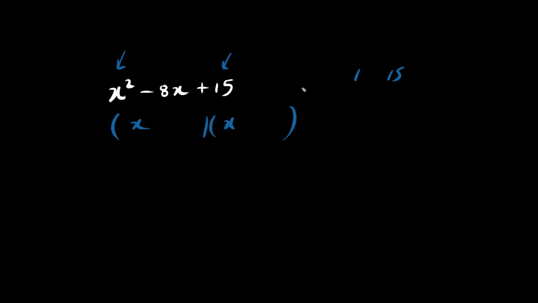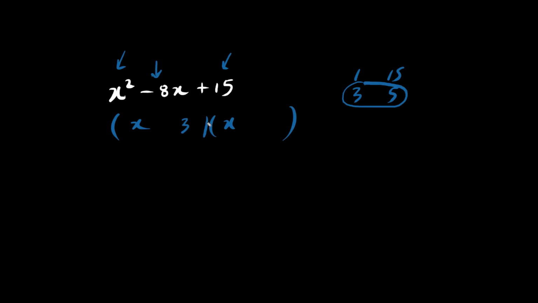How about 2? 2 times what is 15? It doesn't work. We're looking for a nice integer. Let's try 3. 3 times 5 is 15. So we found the pair that we want. The two numbers that multiply to be 15, the last constant here. But somehow, adding or subtracting becomes the middle term, -8, the coefficient of x.